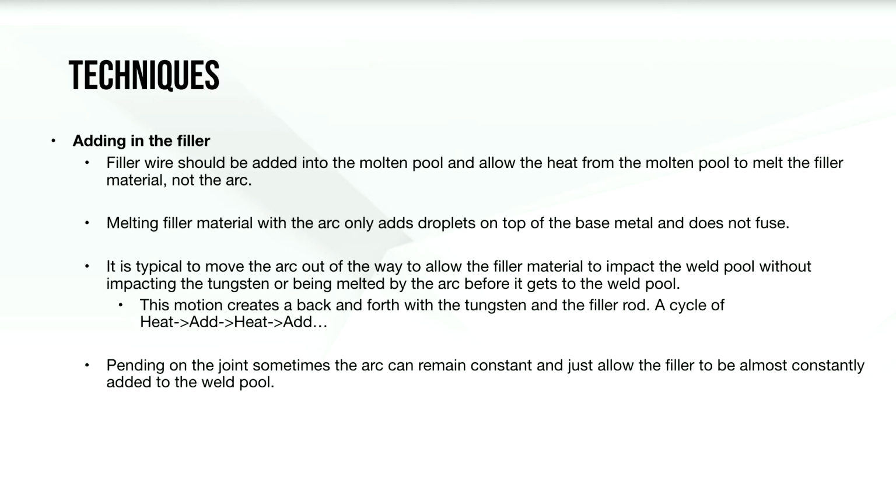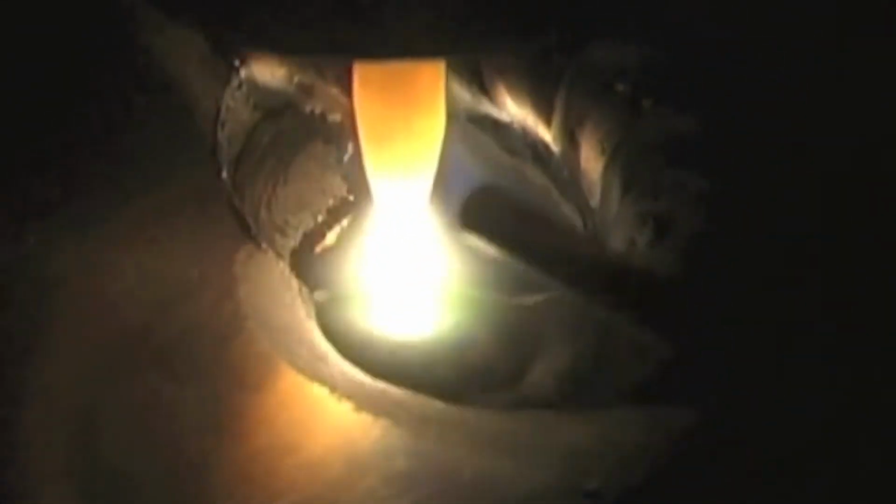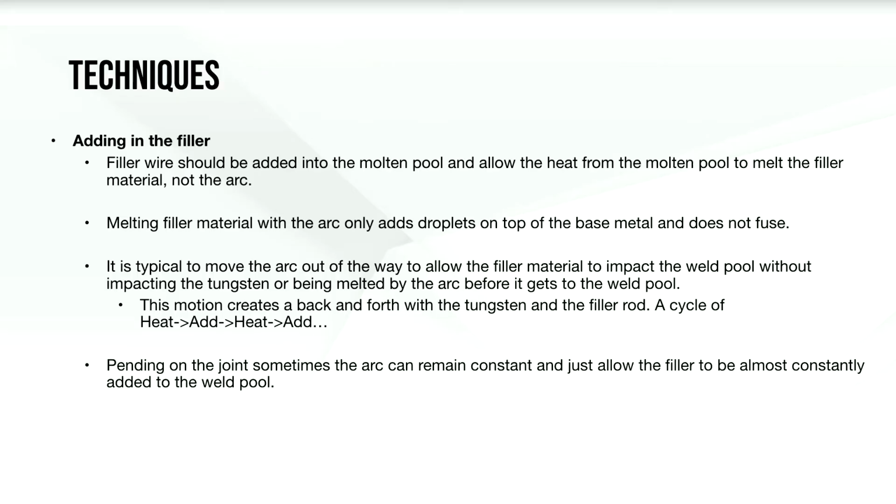It's typical to move the arc out of the way while you add the filler material in without impacting the weld pool. You don't want to stick your tungsten into the weld pool, and you don't want to stick your rod to your tungsten and short out. You want to pull that tungsten back a little bit, add the filler, and just keep moving along. That's why the circle technique is very, very common, because you're constantly swishing that material around, and you can just add as you move the torch in a circular motion.